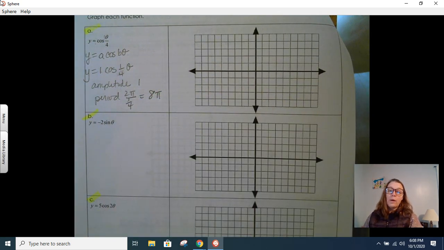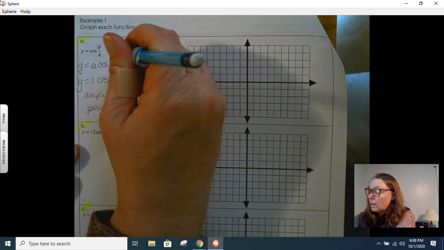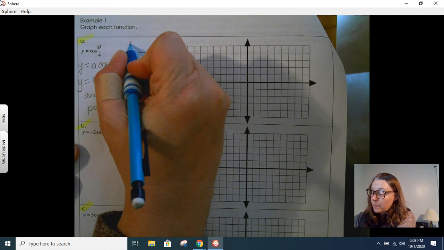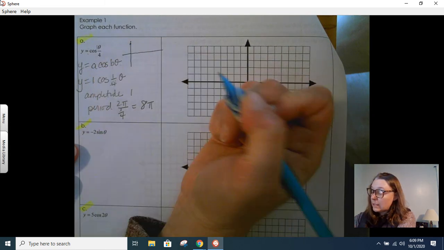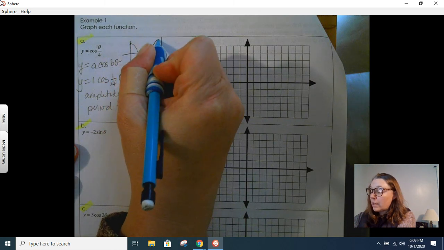So that means that when I go to graph my cosine, okay, from our notes, we know that a cosine parent function starts up here at 1 on the y-axis, and it takes 2 pi units normally to complete one cycle.